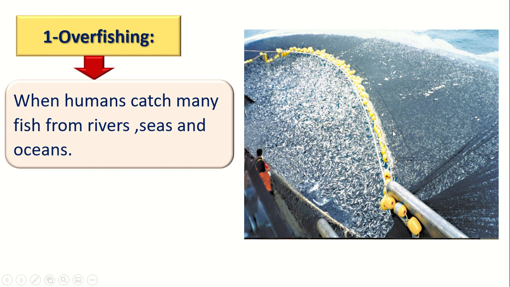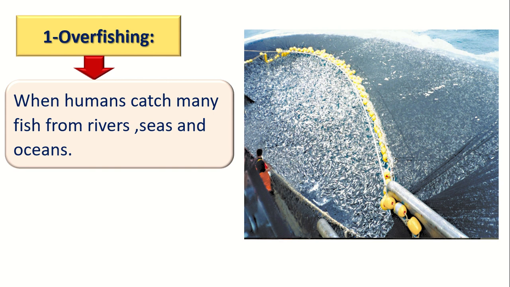Okay, what will happen if we catch a lot and a lot of fish? We are destroying and damaging the food web inside the water. Because when we take a lot of fish, maybe some types of fish will disappear, and we are destroying and damaging the food web inside the marine environment or inside the water.